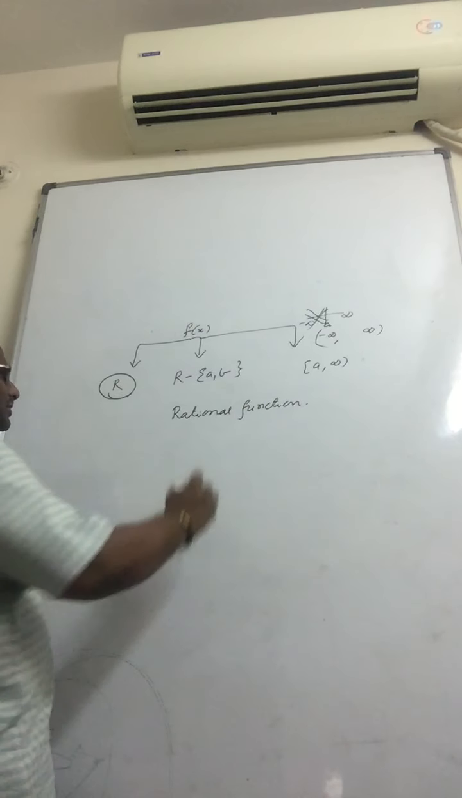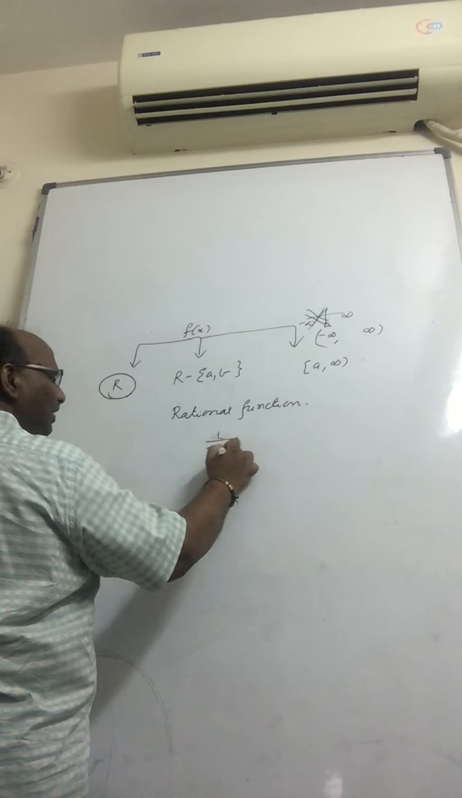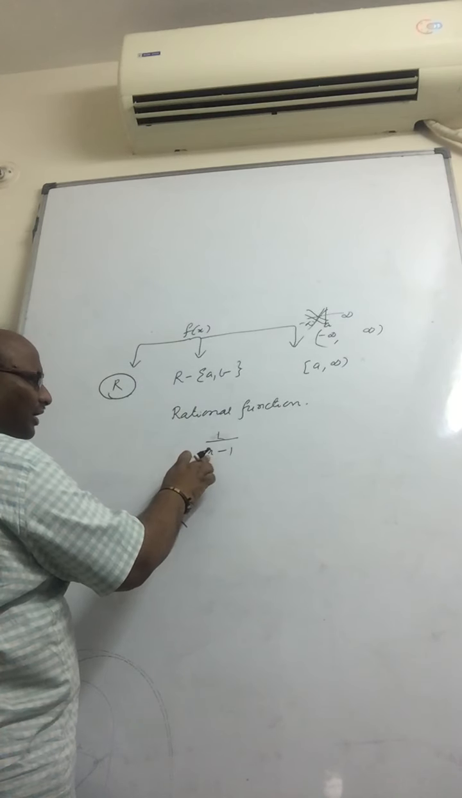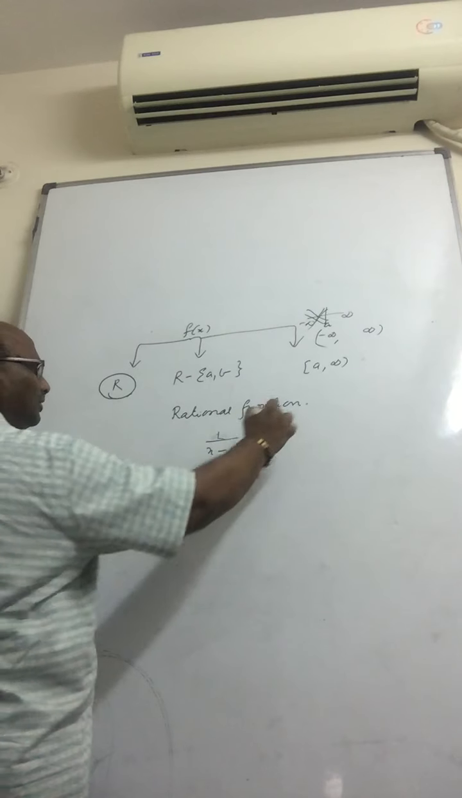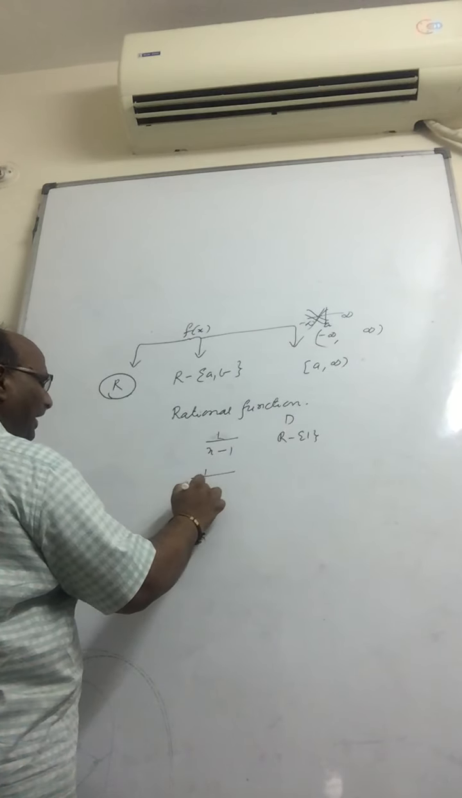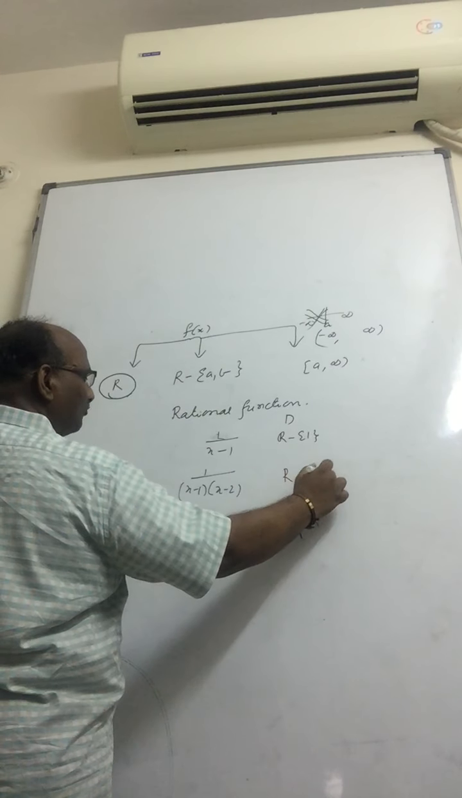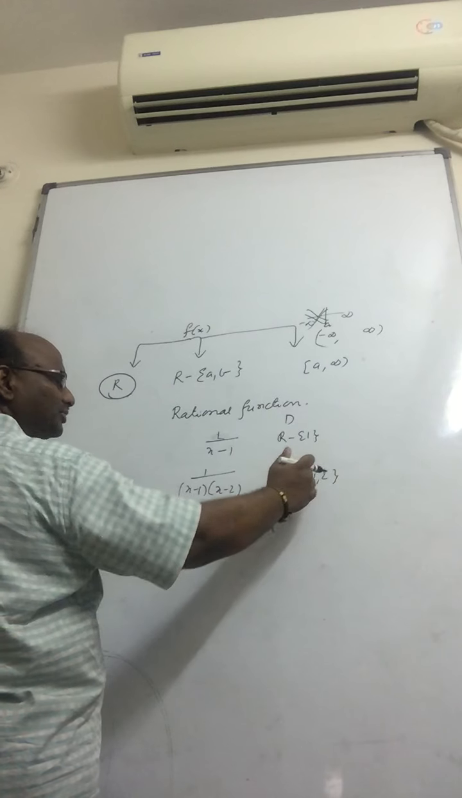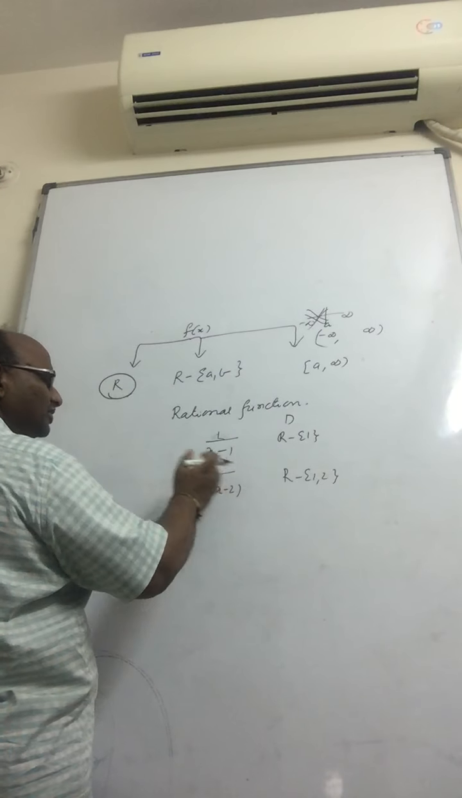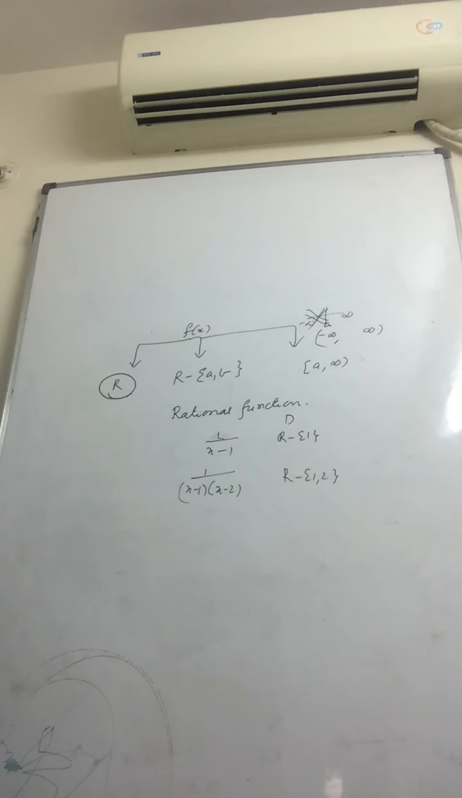A rational function means, if you write 1 by x minus 1, the problem is at 1: 1 by 0 has no value. Domain is R minus 1. Similarly, for 1 by (x minus 1)(x minus 2), the domain is R minus {1, 2}, because at 1 and 2 the denominator becomes 0. At those values the function is not defined, so we remove them. For all remaining x values the function is defined.